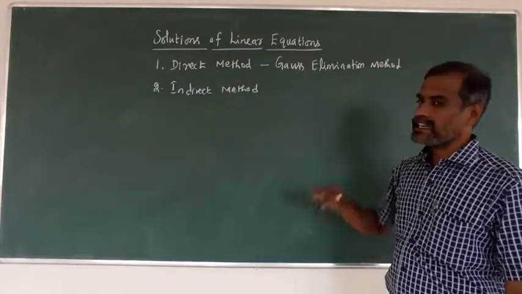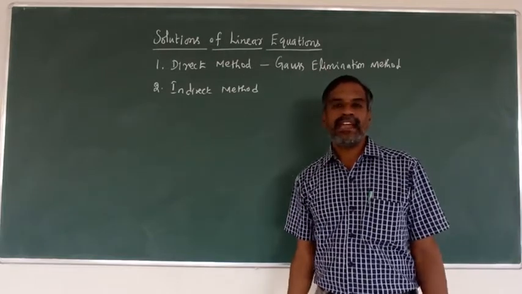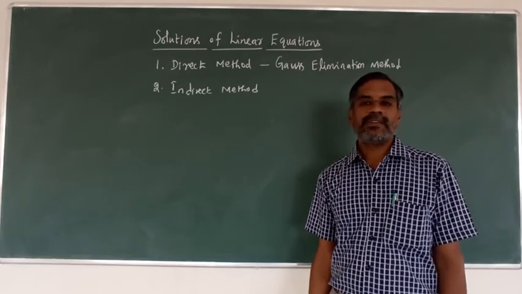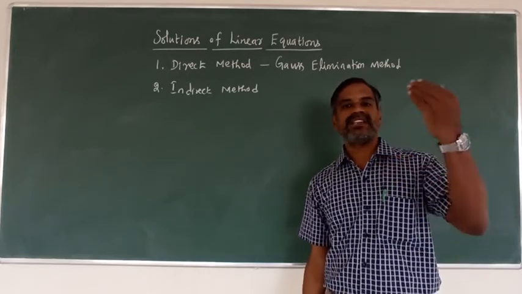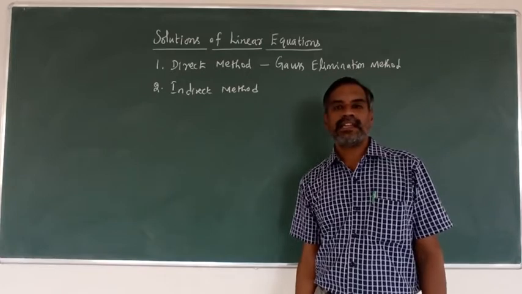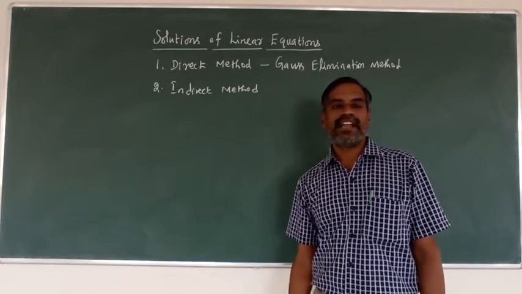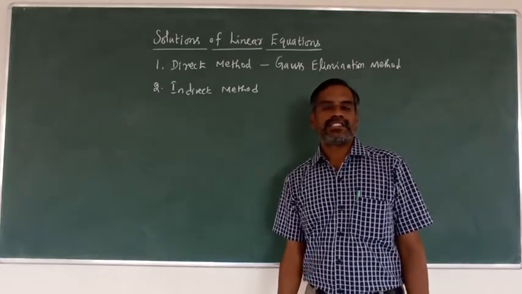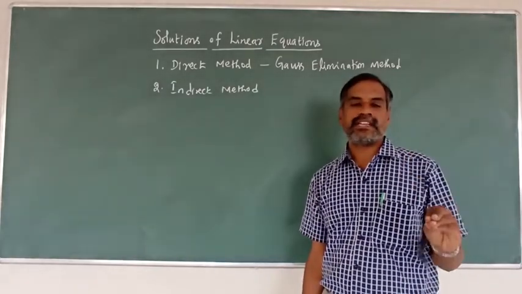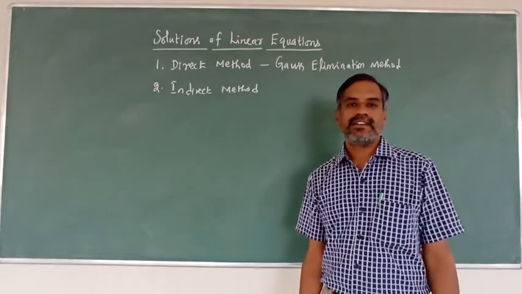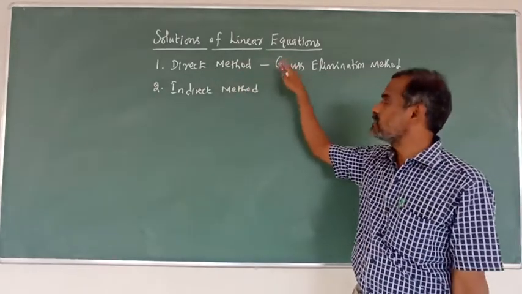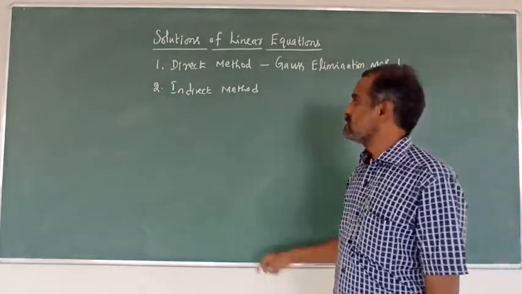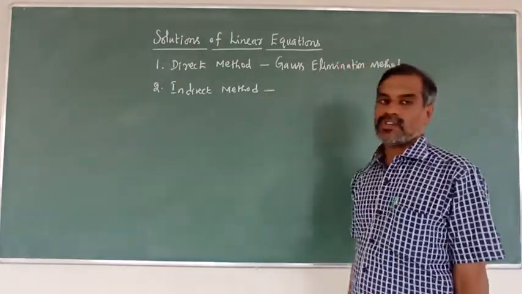In the direct method, we eliminate a particular value, and the value will be constant. Now that value is substituted into another linear equation to find the next value. Here the value will be constant; it is not changed. That is called the direct method, using the Gauss elimination method.